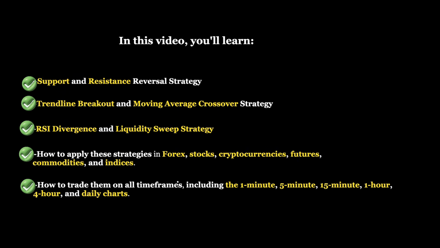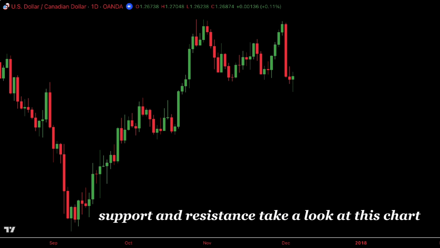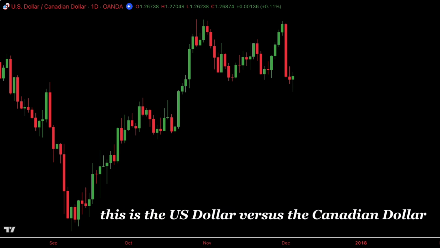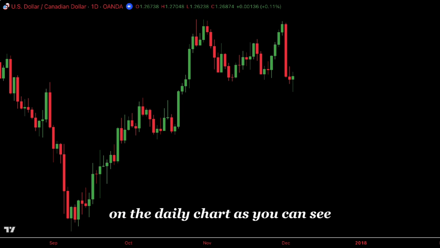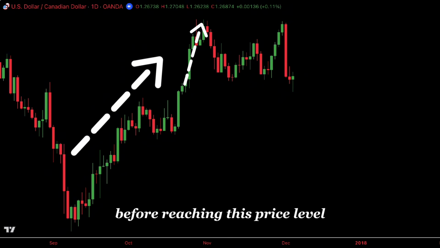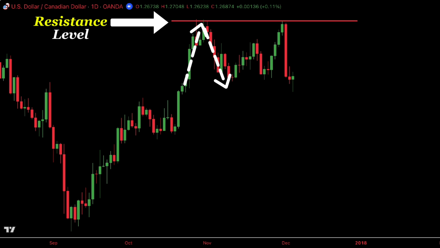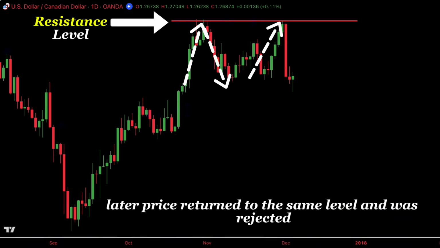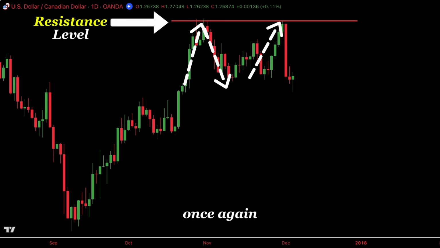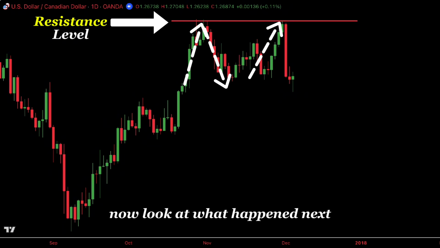Now, let's get started. The first reversal trading strategy is based on support and resistance. Take a look at this chart. This is the US dollar versus the Canadian dollar on the daily chart. As you can see, the market was in an uptrend before reaching this price level, where it reversed lower, creating a clear resistance level. Later, price returned to the same level and was rejected once again, confirming that sellers were defending this area. Now, look at what happened next.